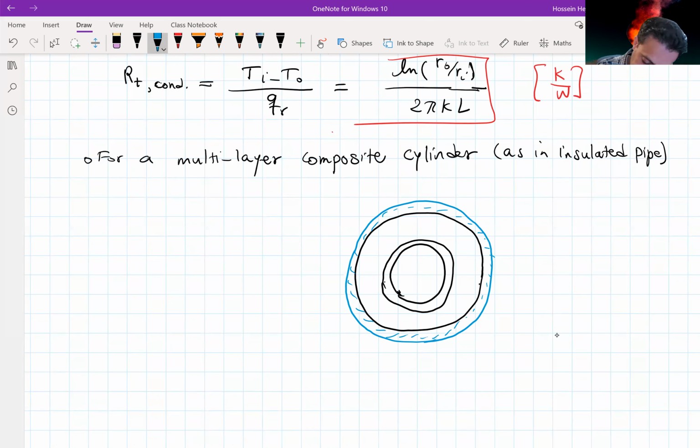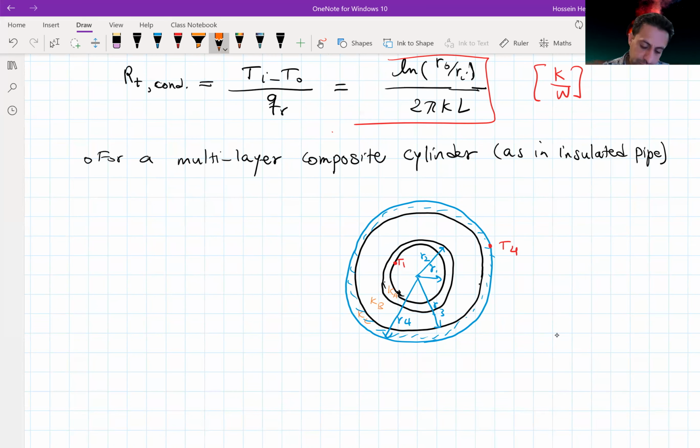So let's say this is R1, R2, R3, and let's say this is R4. And we know the temperature at the internal surface. Let's say this is T1, and this is T4 on the outer side of this pipe. And assuming that each of them has a different conductivity, let's say this is Ka, Kb, and Kc.